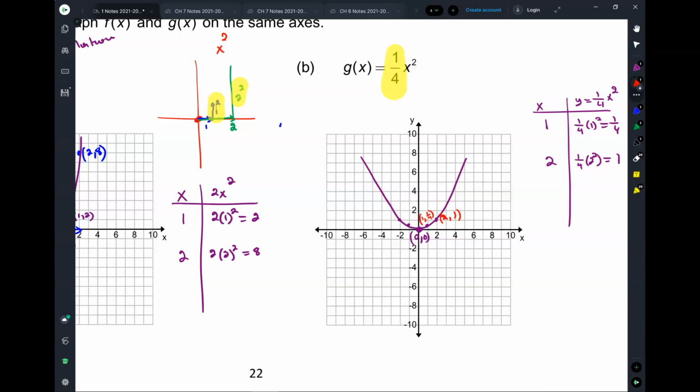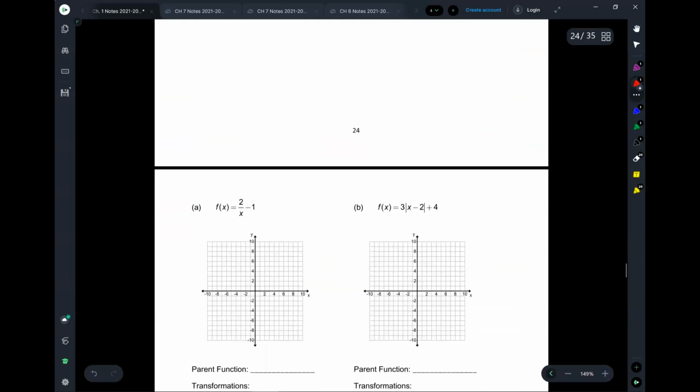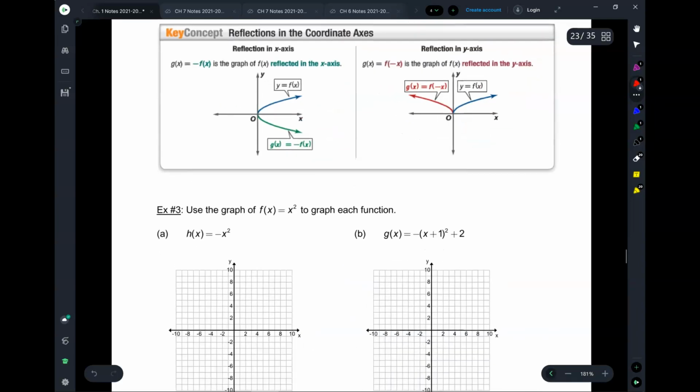Do we have to do the math for that? You don't have to do the math for that. You can either graph it just by this, or if you're not getting that, you can do it this way. Okay, let's move on. I'm going to pick up the pace a little bit. So, here we go.